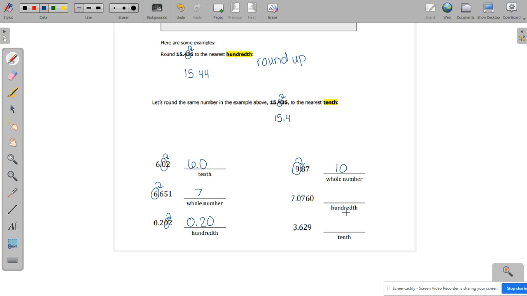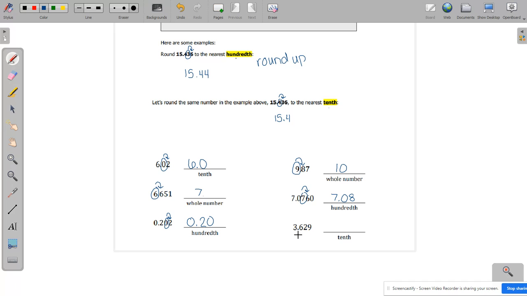7.0760 to the nearest hundredth. 7 here is the hundredths place. Look behind it to the 6. We have to round up, so it becomes 7.08. Then everything else becomes a 0, but we just leave off the zeros.